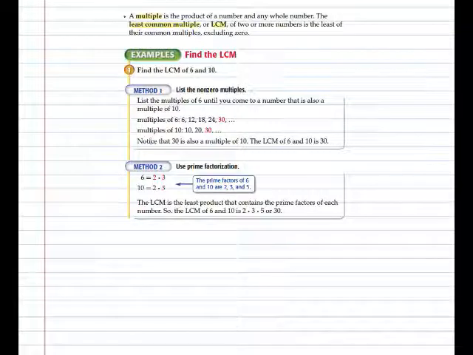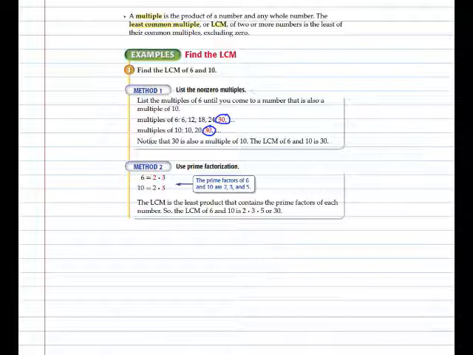Method number 1, to find the least common multiple of 6 and 10, we simply list multiples of 6 until we come up with a number that is also a multiple of 10. Generally, you'll list 5, see what happens. List 5 of the smaller number, and then list multiples of the larger number until you get a common multiple. In this case, it doesn't take very long to come up with 30, which is a multiple of both 6 and 10. It is the smallest common multiple, therefore it is the least common multiple.